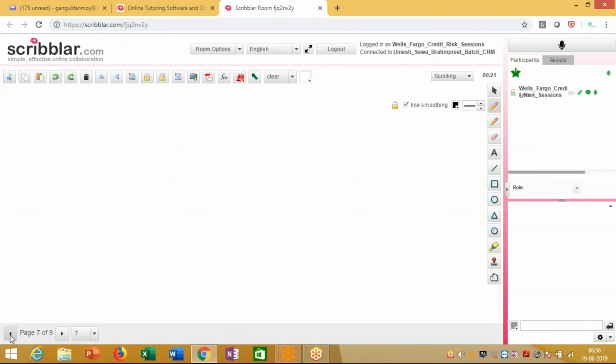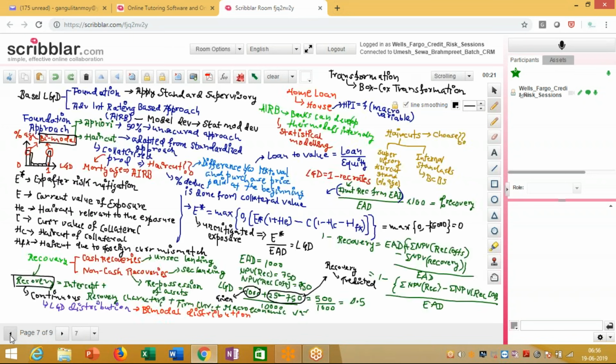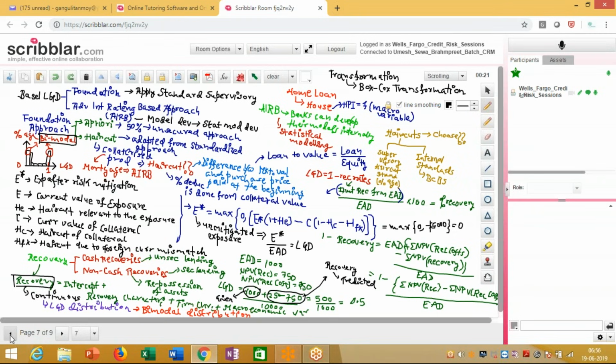Some of the factors that we talked about at that point of time involved the recovery characteristics plus the firm characteristics plus the macroeconomic variables, right? So these set of variables that you are seeing are deterministic variables, right?